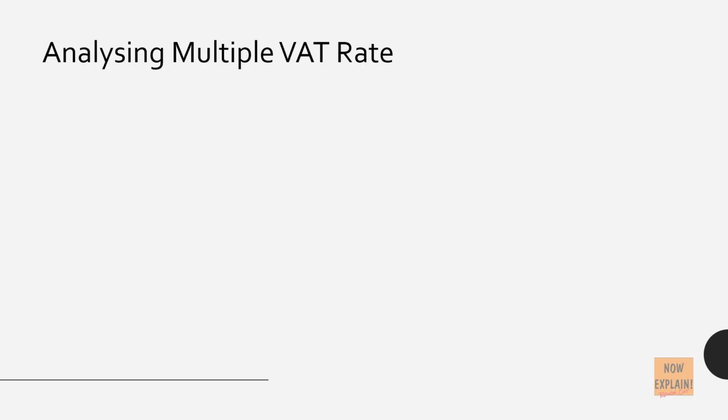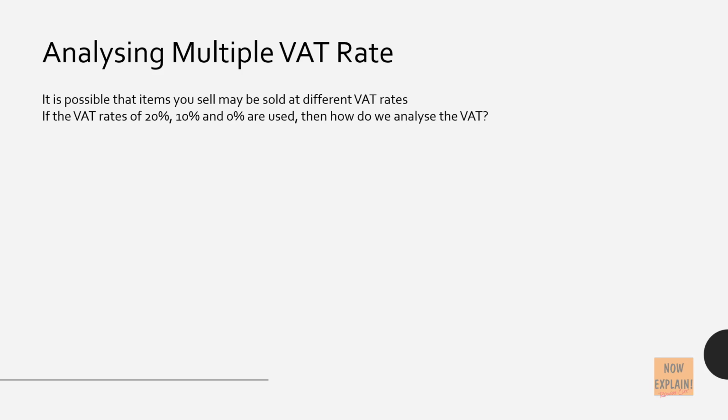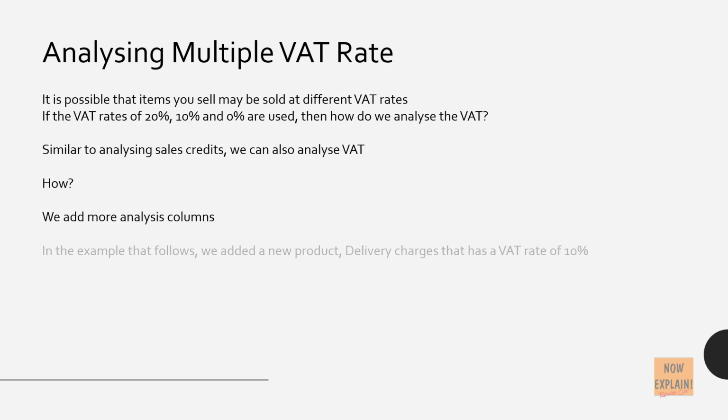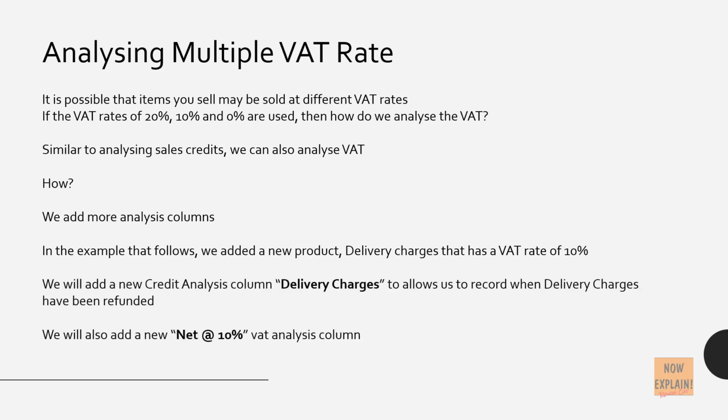Analysing multiple VAT rates. It is possible that items you sell may be sold at different VAT rates. If the VAT rates of 20%, 10% and 0% are used, then how do we analyse the VAT? Similar to analysing sales credits, we can also analyse VAT. How? We add more analysis columns. In the example that follows, we added a new product, delivery charges, that has a VAT rate of 10%. We will add a new credit analysis column, delivery charges, to allow us to record when delivery charges have been refunded. We would also add a new net at 10% VAT analysis column.